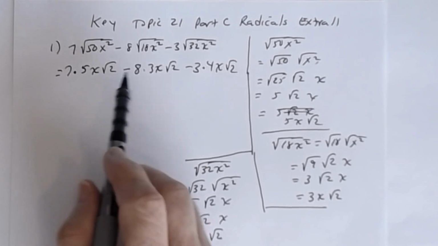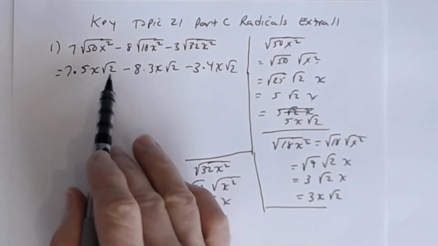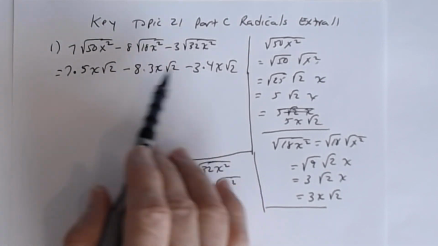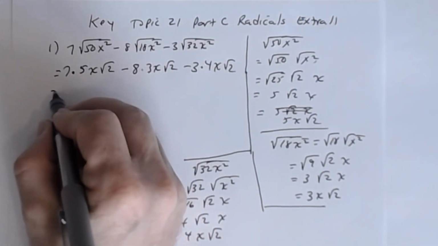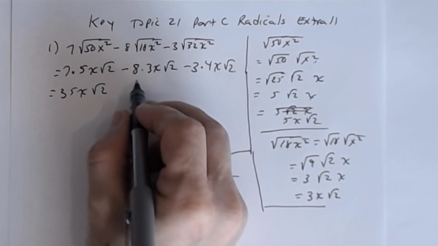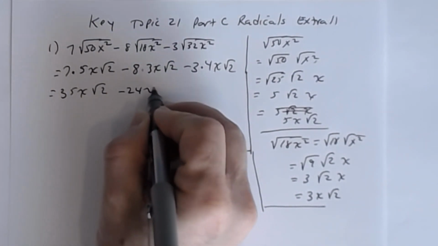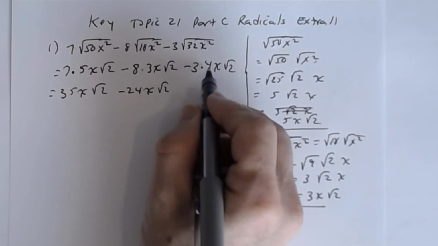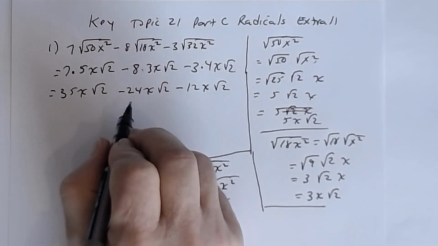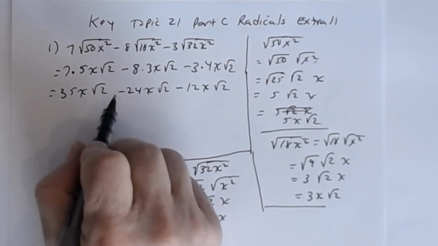All right, based on all this information, this is what I have. Now I'm going to simplify each term. 7 times 5 is 35, so I get 35x square root of 2. 8 times 3 is 24, so you get minus 24x square root of 2. 3 times 4 is 12, so you get minus 12x square root of 2. Now, let's talk about whether these are like terms.